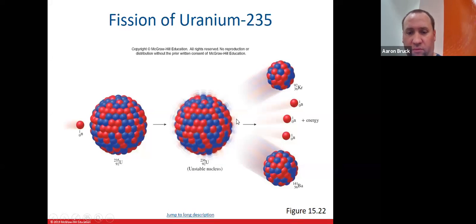And so this is kind of pictorially what I was just saying. The neutron comes in, we form an unstable nucleus. We get the unstable nucleus to split into 2 more stable nuclei. We also get 3 more neutrons that can go and replicate this process, and a whole lot of energy.